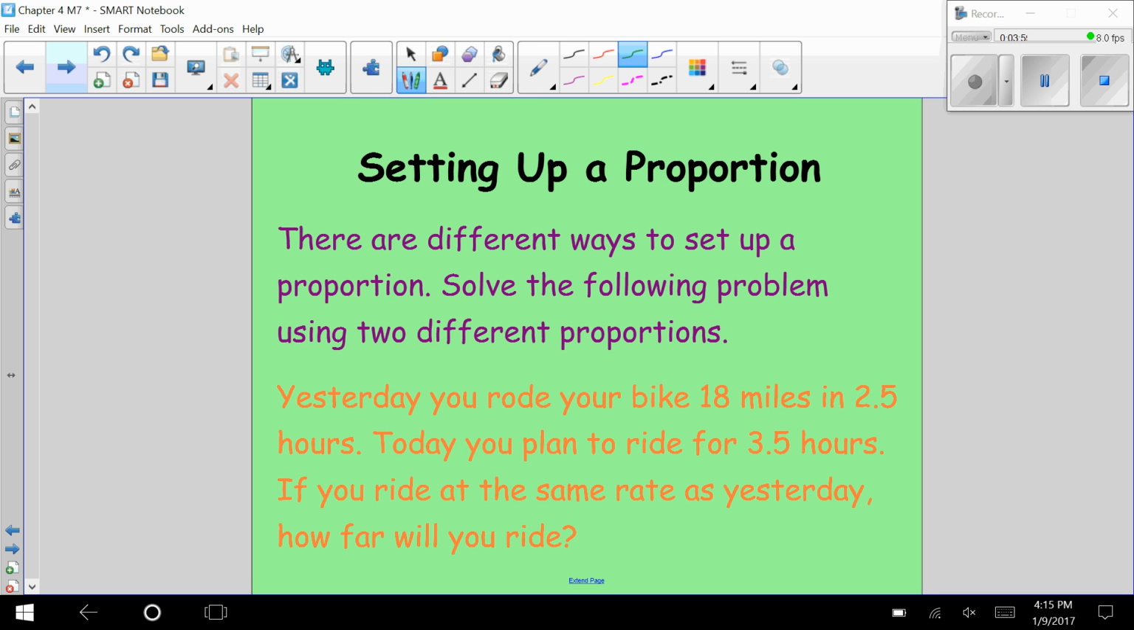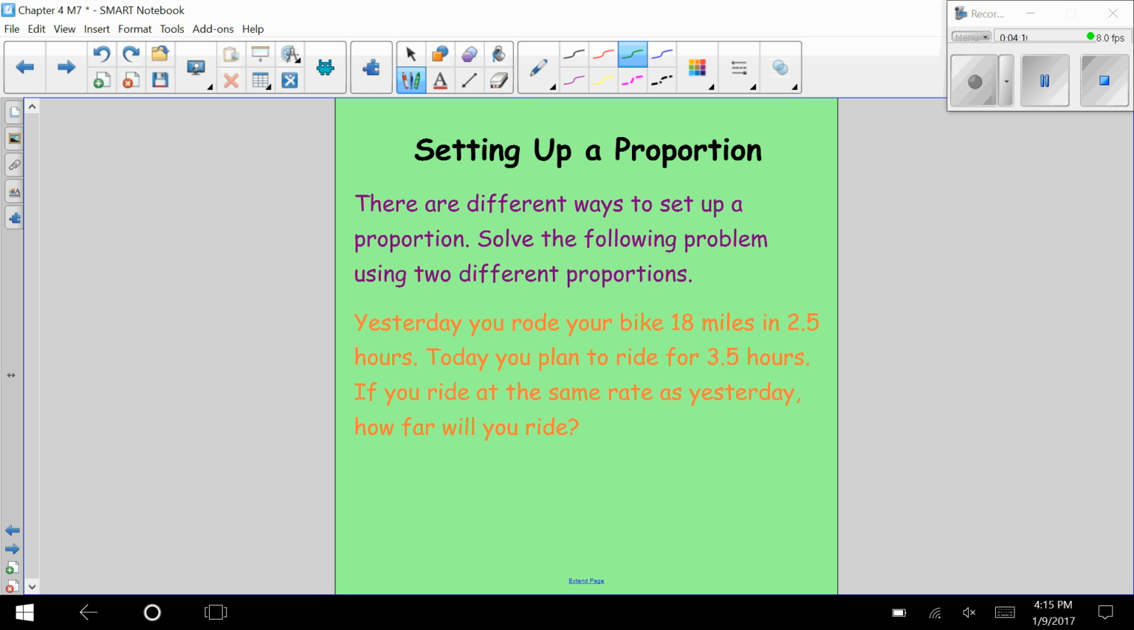All right, now setting up a proportion, there are different ways you can set up a proportion. So we're going to set up a couple different ones. We're going to solve the problem using two different proportions, and you'll notice that we get the same answer. So yesterday you rode your bike 18 miles in 2.5 hours. Today you plan to ride for 3.5 hours. If you ride at the same rate as yesterday, how far will you ride?